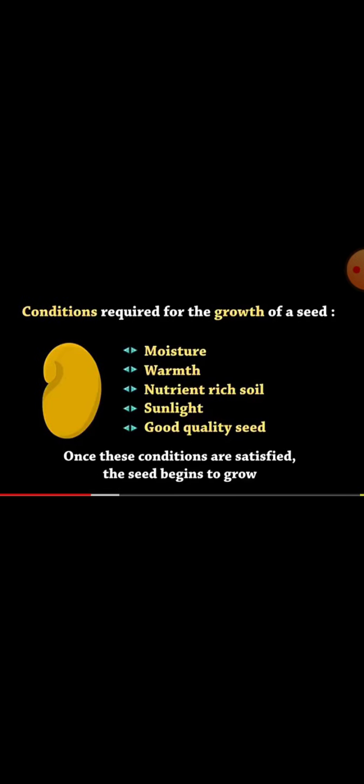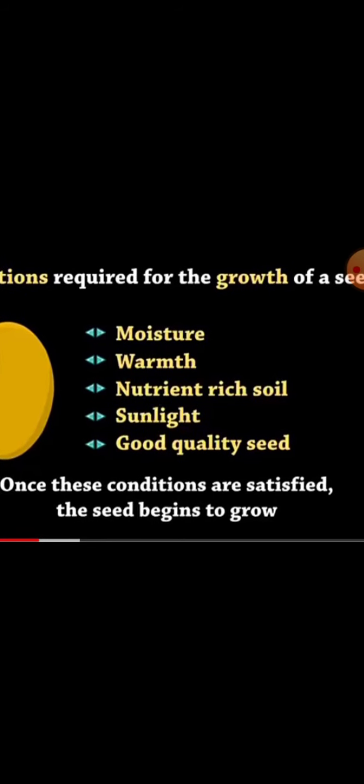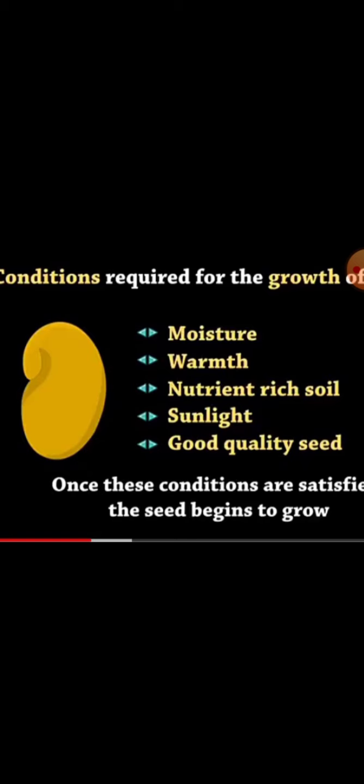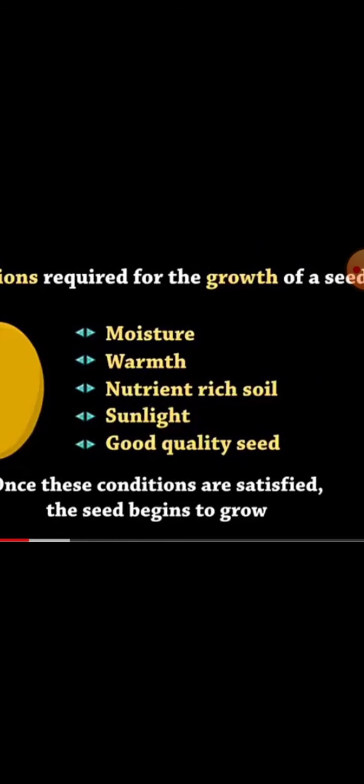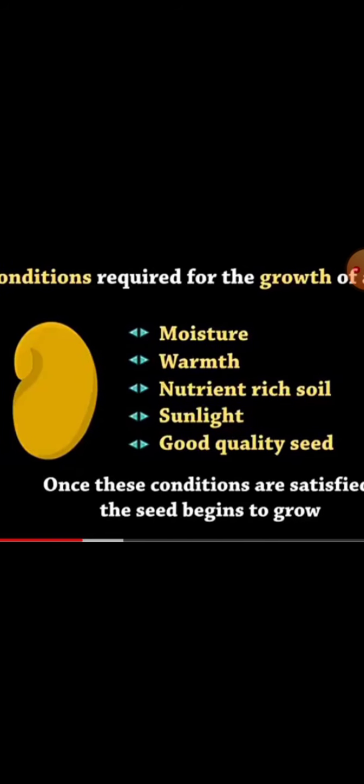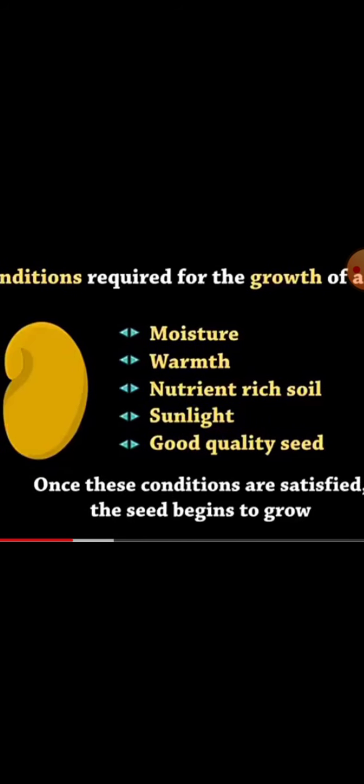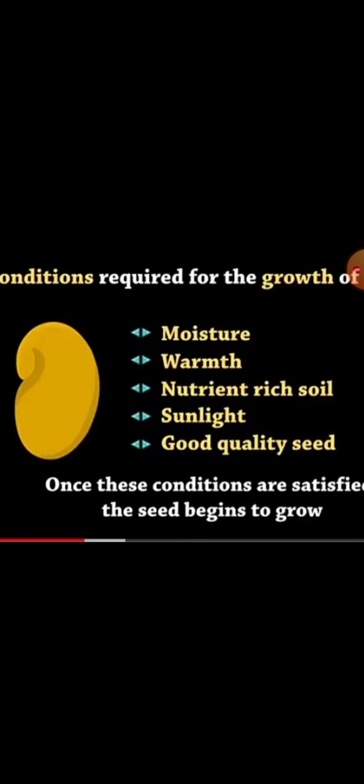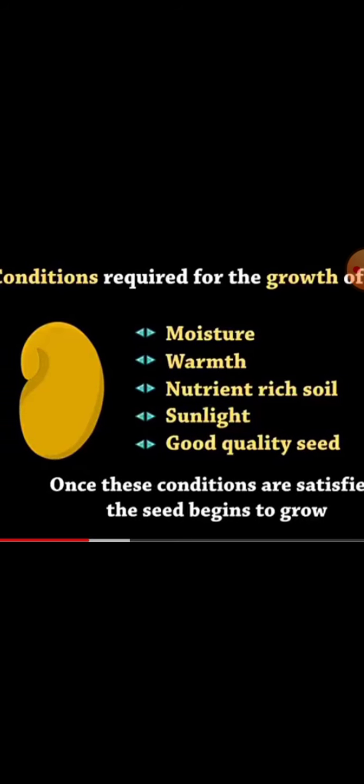What are the conditions required for the growth of a seed? A seed needs moisture, warmth, nutrient-rich soil, sunlight, and good quality seed for growth. These are the factors needed for a seed to grow. Once these conditions are satisfied, the seed begins to grow.